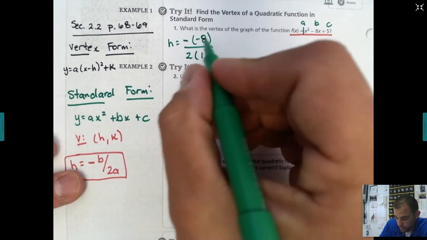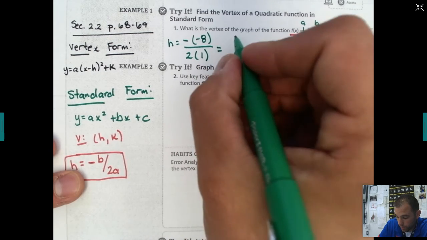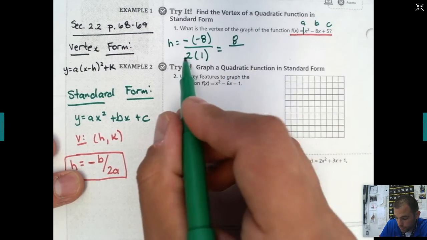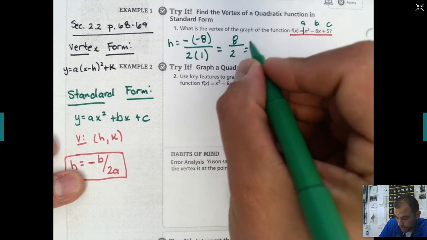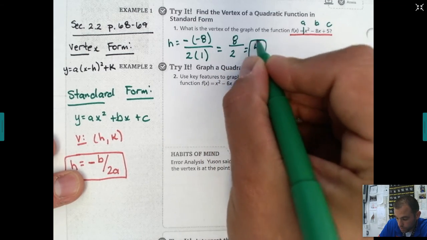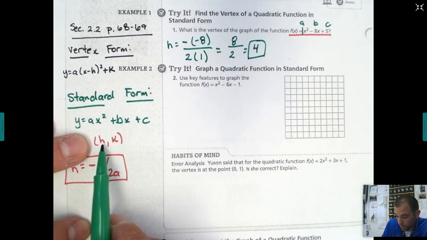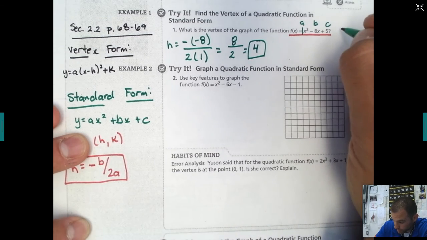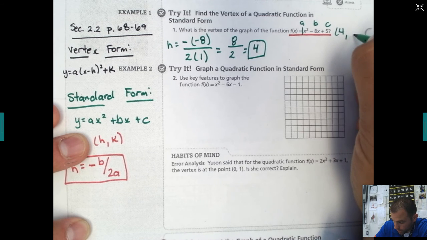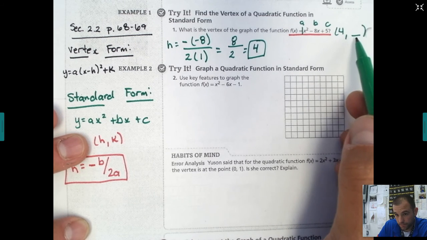So we're going to simplify this thing. These two negatives become a positive. 2 times 1 is 2, and 8 divided by 2 is 4. So I now know that h, my h value of my vertex, is 4. Okay, so I'm going to put the answer up here. So 4, comma, now I need to figure out what k is.